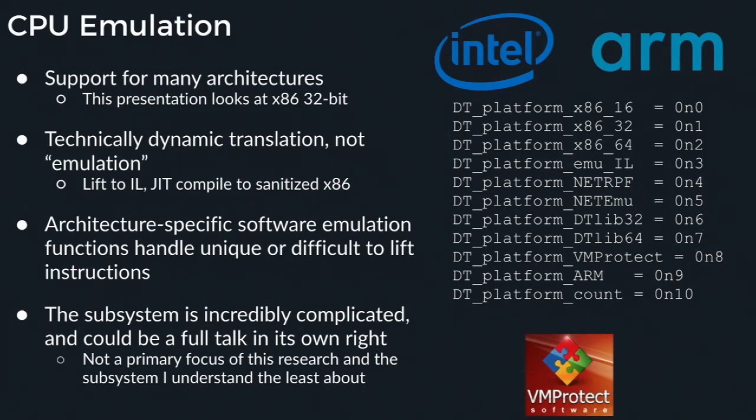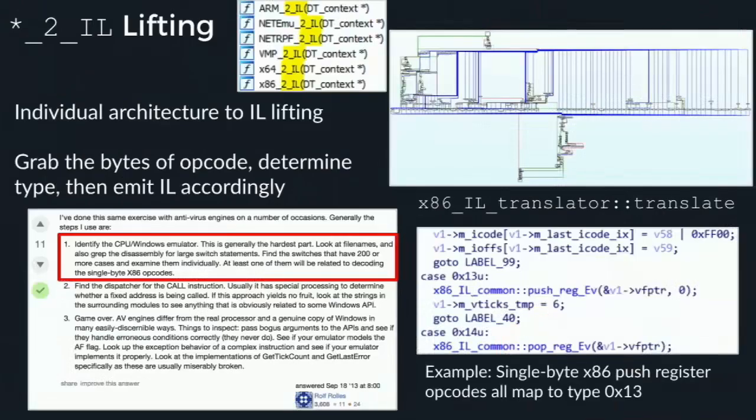And then this subsystem is incredibly complicated. As you'll see in some of the control flow graphs, it's just way too much to reverse engineer the whole thing. So I'm just going to give you a broad overview of how it works and then do a deeper dive on, say, the Windows emulation. So we have these architecture to IL lifting functions that take code of a given architecture and lift it up into Defender's unique intermediate representation. You'll see here things like ARM, .NET, VM Protect, x86, x64, to IL.